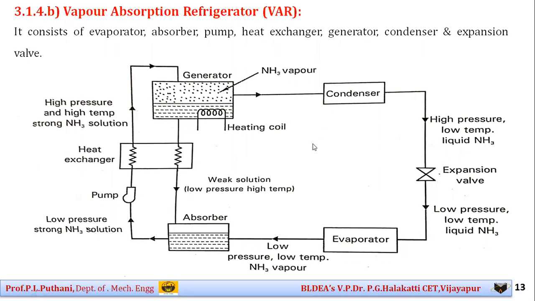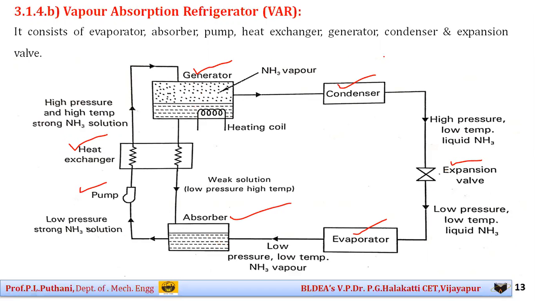So as I said, you can see here, this is the evaporator, absorber, then we have a pump, heat exchanger, generator, condenser, expansion valve. At the same time, if you observe everywhere, we have shown the different phase changes occurring as the refrigerant passes through all these devices.